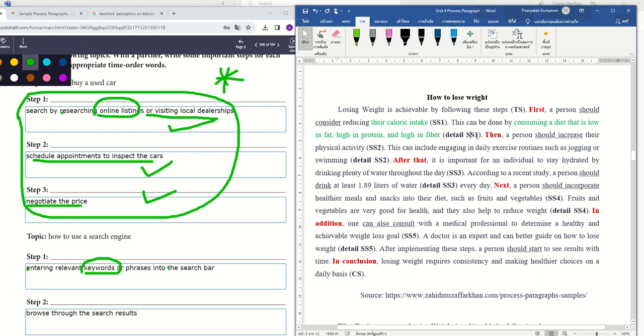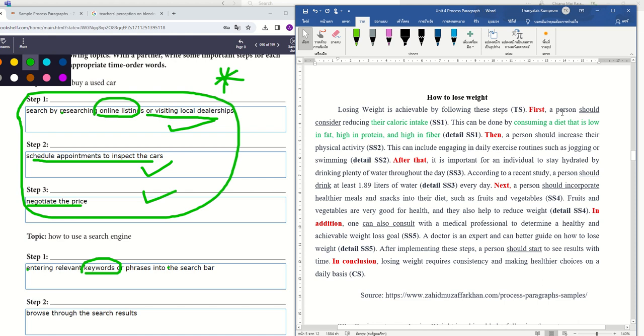Detail SS1 serves the idea in SS1 right here. So when you write your paragraph, you need to think about one more detail. This one is just like a big idea or the general idea, and then for the supporting details here, you need to add detail SS1. All right. What is next?